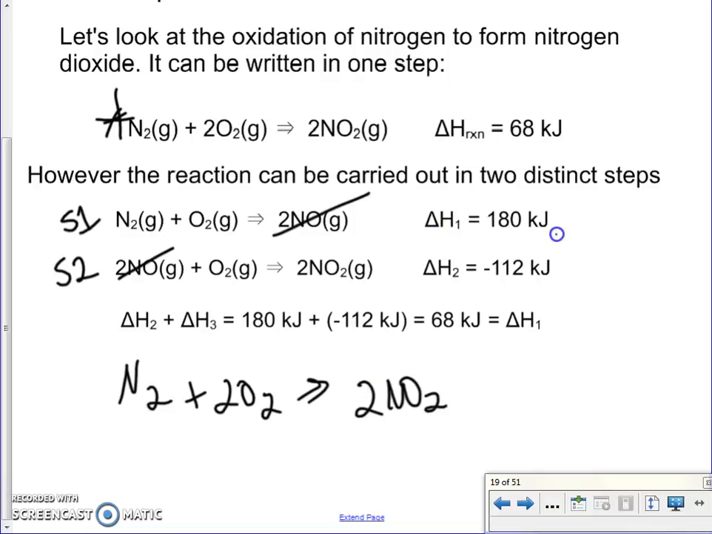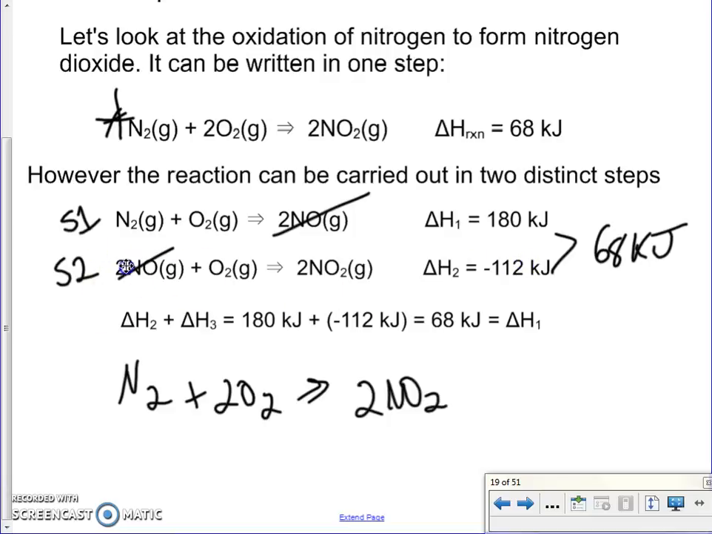And what we would do with our delta H is add them together. So in this case, 180 plus negative 112, we get 68 kilojoules. So this is kind of Hess's Law. And this is why knowing our reactions and how they relate to enthalpy is important.